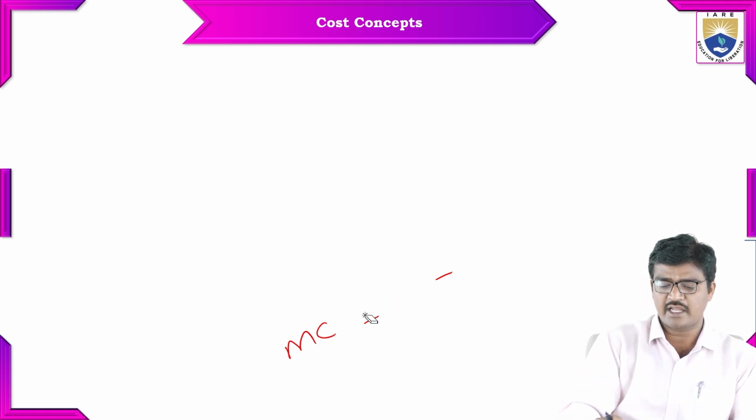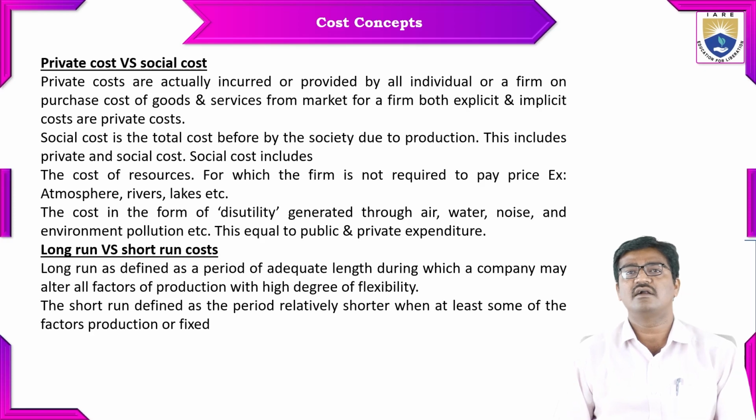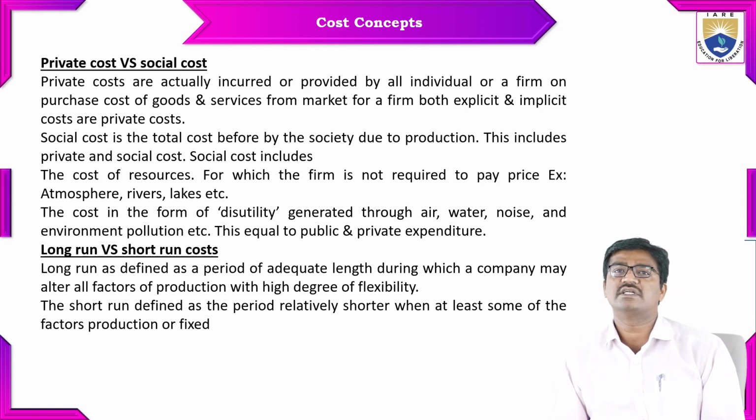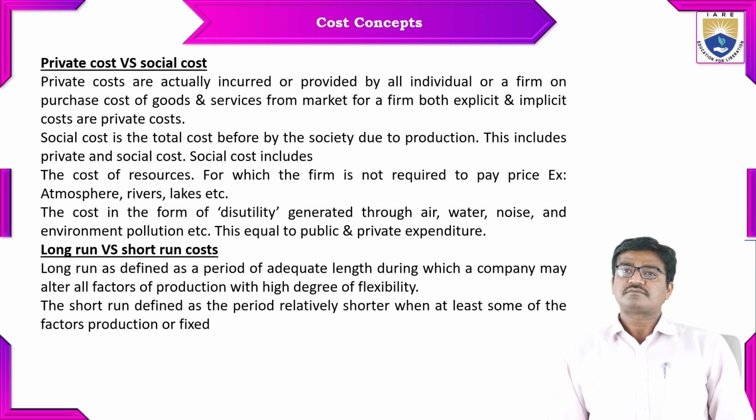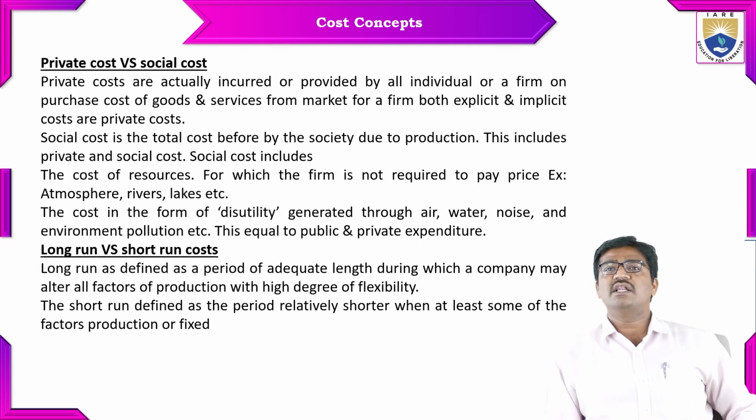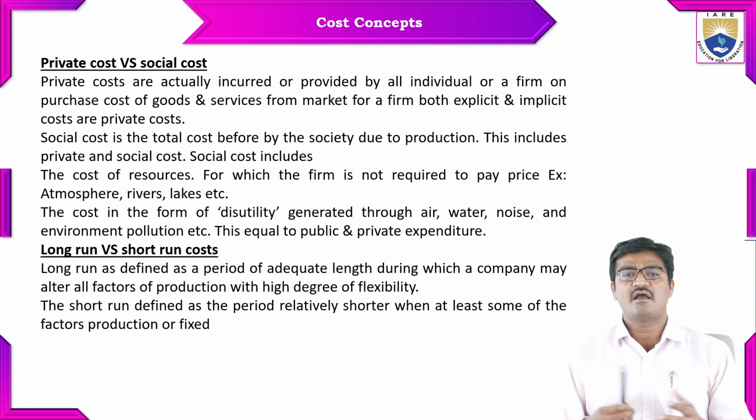In this way, total, average and marginal costs are going to be classified. This is one of the classifications. And the third classification is private cost versus social cost. Here, the private costs are the costs which are actually incurred by the organization. So this is called private costs. Means the costs which are incurred by the organization are called private costs.